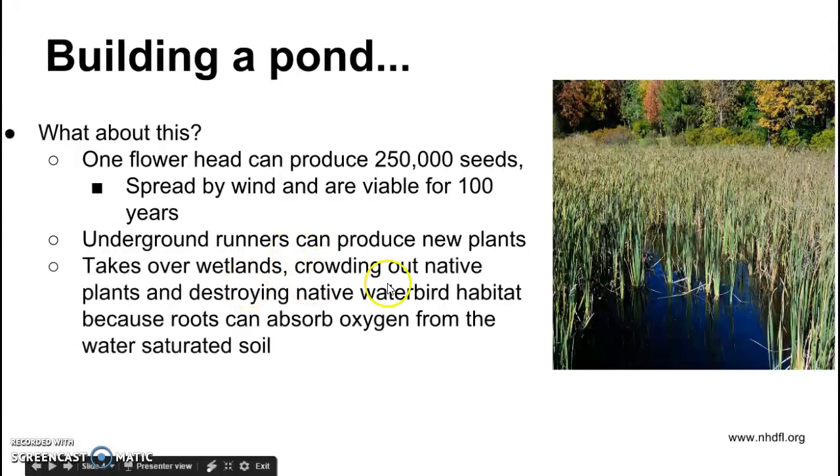They can take over wetlands, crowding out native plants and destroying the native water bird habitat, because ducks and other waterfowl have to be able to swim around. And then they can actually absorb oxygen from the water saturated soil, so they can replenish while other plants can't. Not only that, they then can keep spreading and spreading throughout the area.